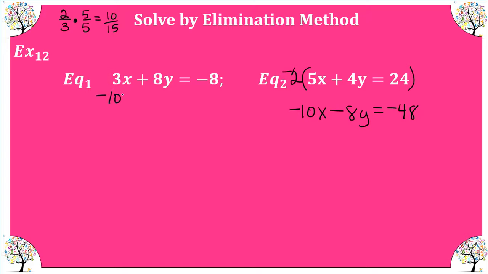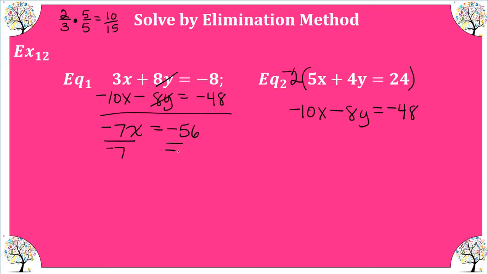Now I'm going to combine my equivalent equation 2 with my equation 1. I'm going to add these equations together. This gives me negative 7x. My y's are eliminated, and this gives me negative 56. I'm going to divide by negative 7, and my x coordinate is going to be a positive 8.